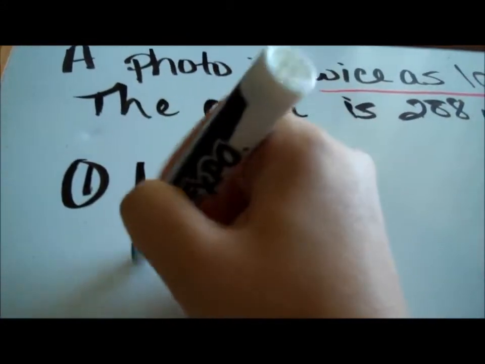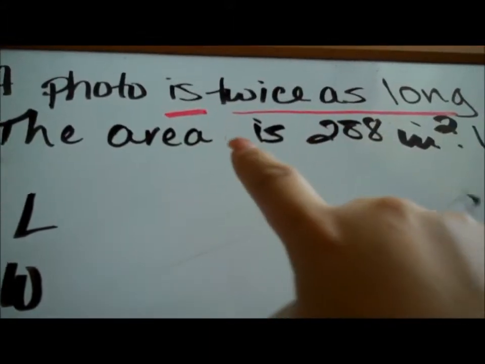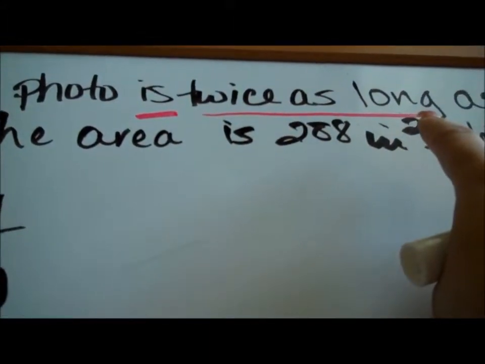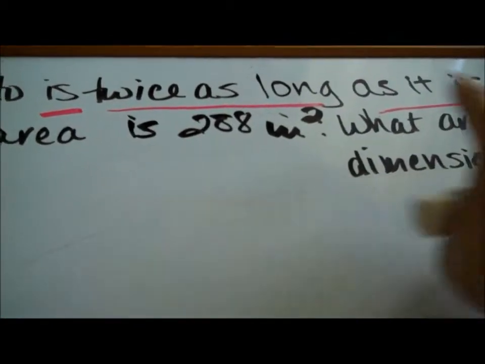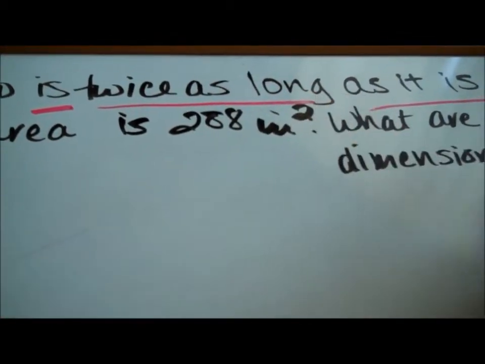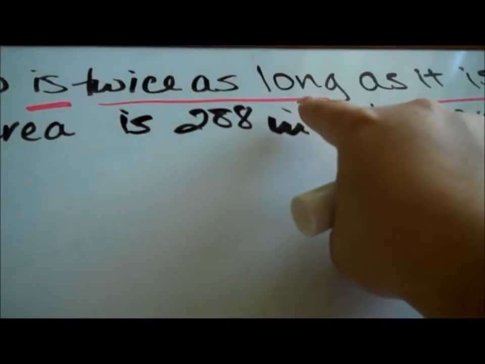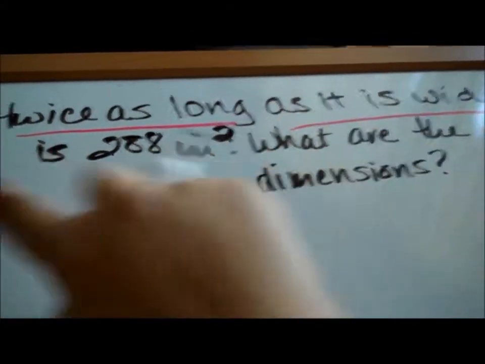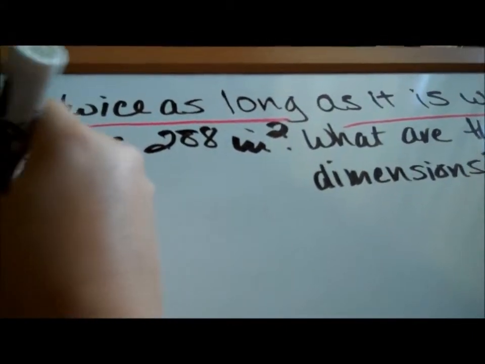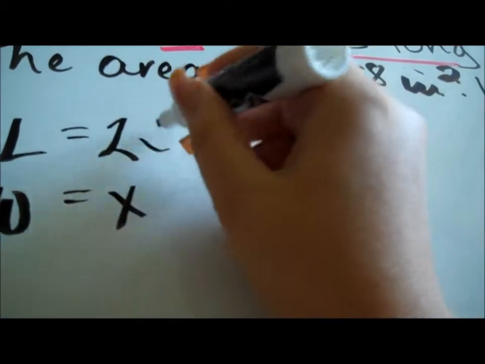So the first part is we need to find length and width. We don't know those two. But it says the photo is twice as long as it is wide. Okay, so twice as long as it is wide, the length is referring to the width. So that means the length is 2w, or if you label w as being your x, then the length is 2x.